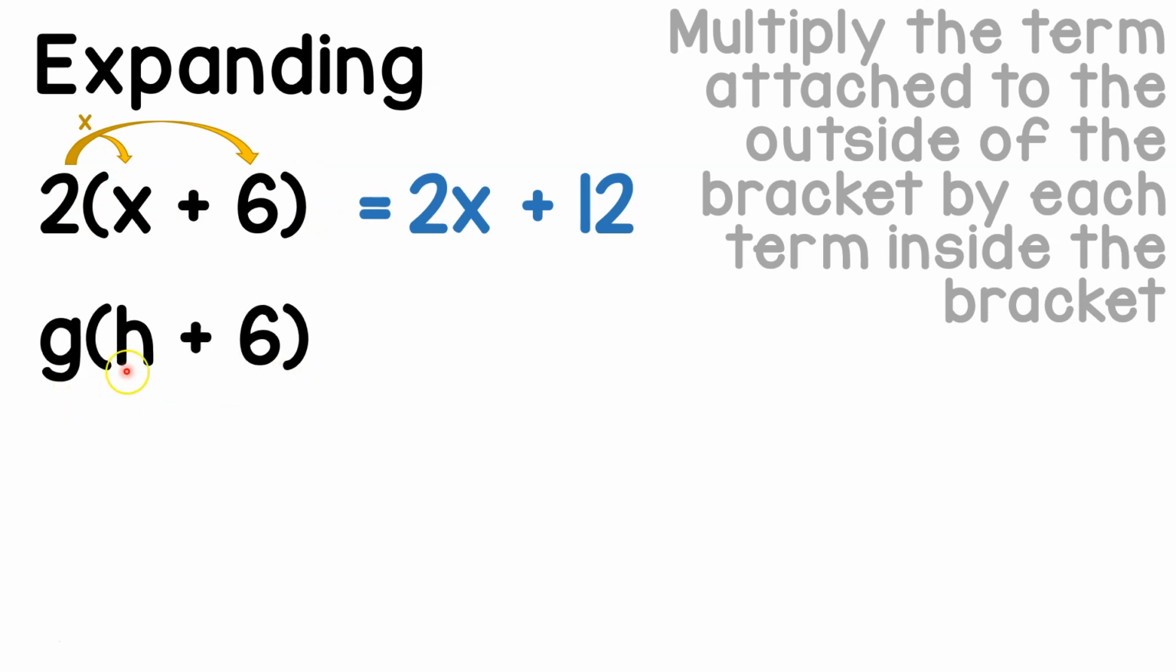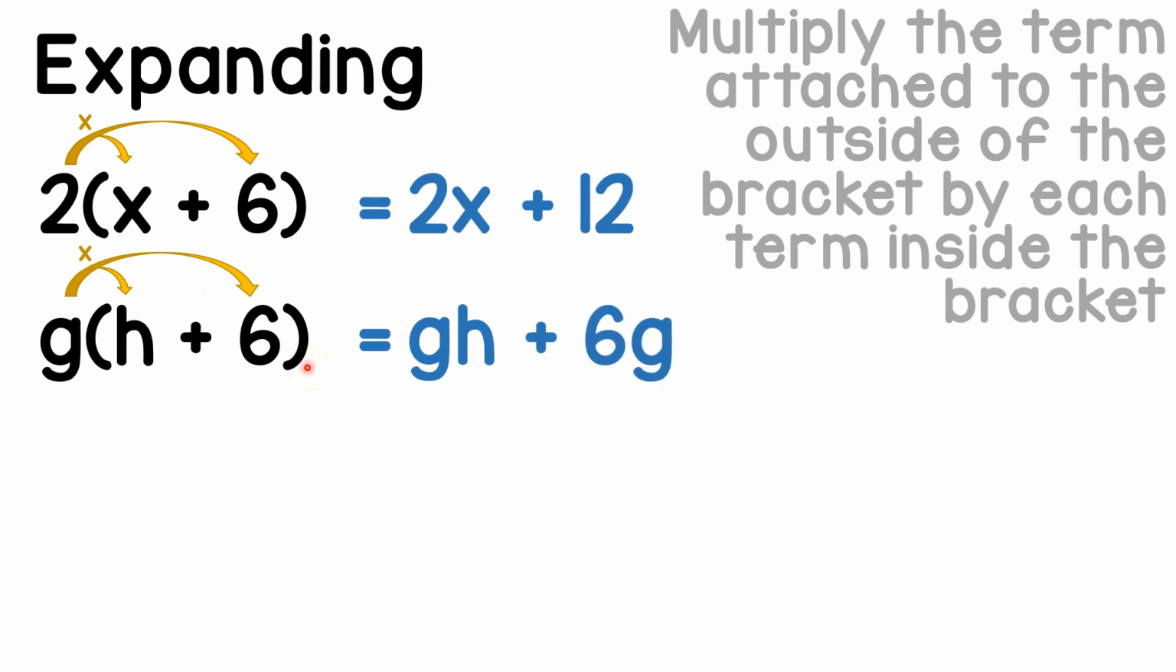We've got g bracket h plus 6, and then closing off the bracket. So we start off by going g times h, which is just gh, and then g times 6, which is plus 6g. Remember the numbers, the coefficients, come before the letters. Then we have the third example.